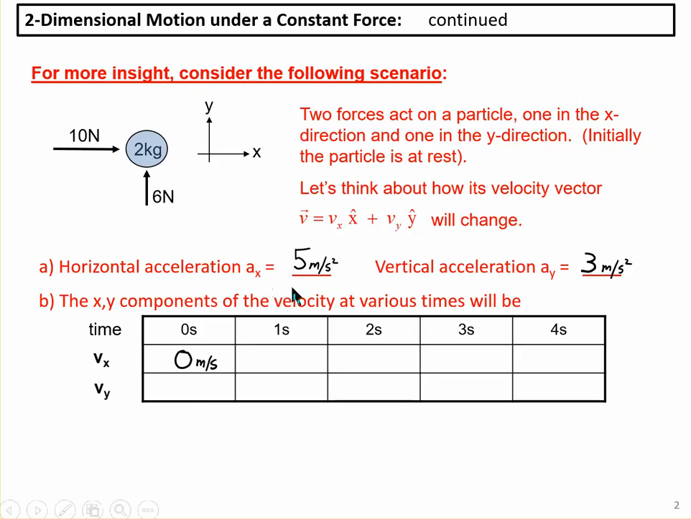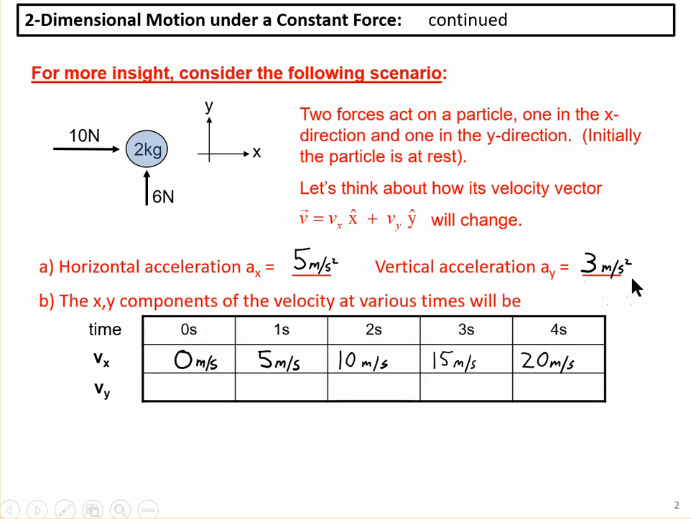So after 1 second, its new horizontal velocity will be 5 meters per second. But then after another second goes by, it gains another 5 meters per second worth of speed, so it's 10 meters per second. And then another second goes by and it's up to 15 meters a second, and then 20. This is what's happening in the horizontal direction.